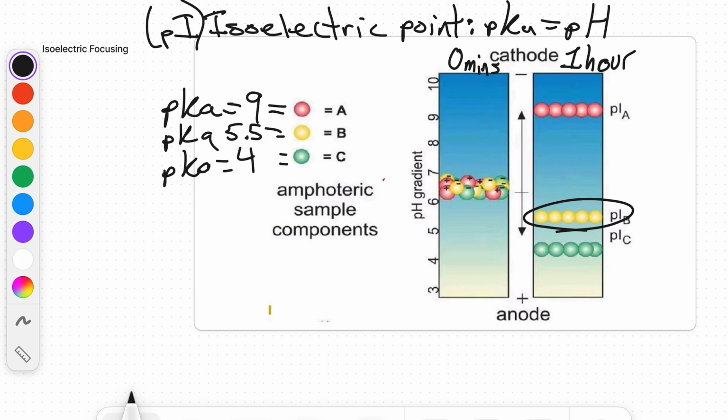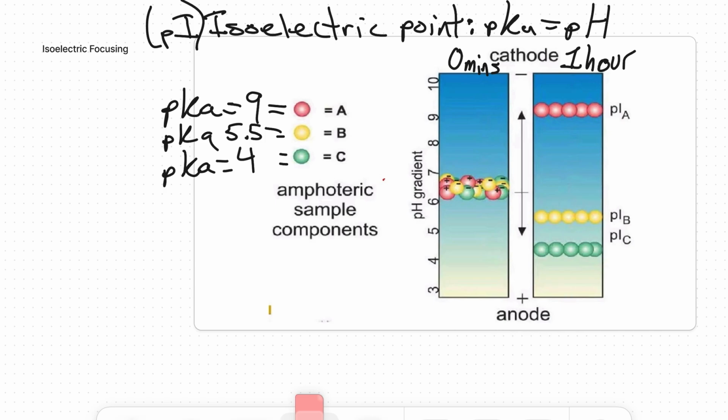All right, so naturally, these are going to want to migrate, and the way that that works is because the anode is positively charged, and the cathode is negatively charged. So that means anything that has a positive charge is going to migrate towards the cathode, and you can kind of see it represented. They have the red one as positive, so that's going to migrate to the cathode. That makes sense. And the yellow and the green, which are labeled as negative, are going to move to the anode, which is positive.